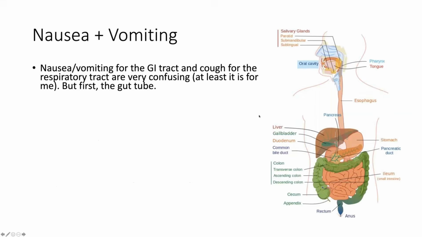Yeah. All right. So let's talk about nausea and vomiting, right? The punchline is going to be that nausea and vomiting for the GI tract and cough for the respiratory tract are both confusing, but at least there is an intuitive way of thinking about it. There's a systematic way of thinking about it. And before we do that, we're going to talk about the gut tube.